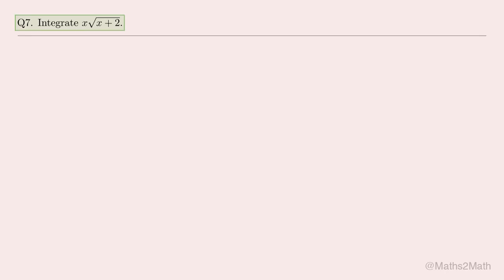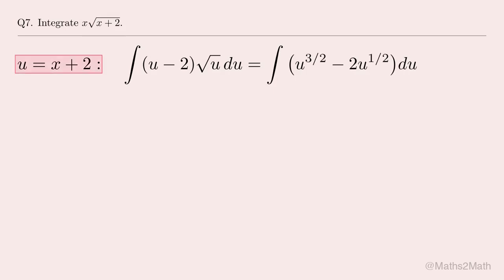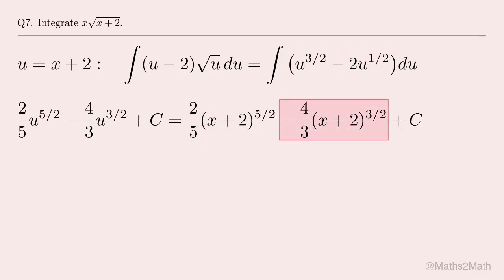Question 7. x times root of x plus 2. Substitute the whole root argument. x itself becomes u minus 2. With u as x plus 2, x is u minus 2, and the integrand splits into 2 powers. Integrate and substitute back.